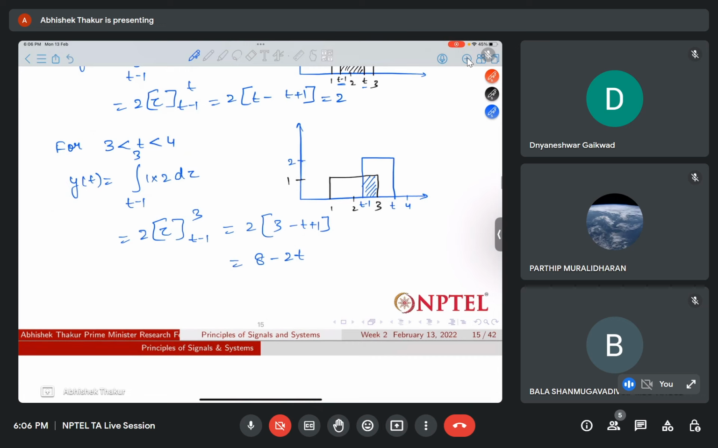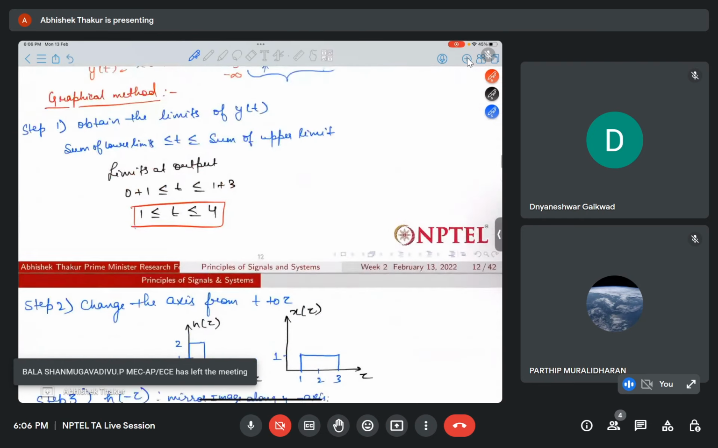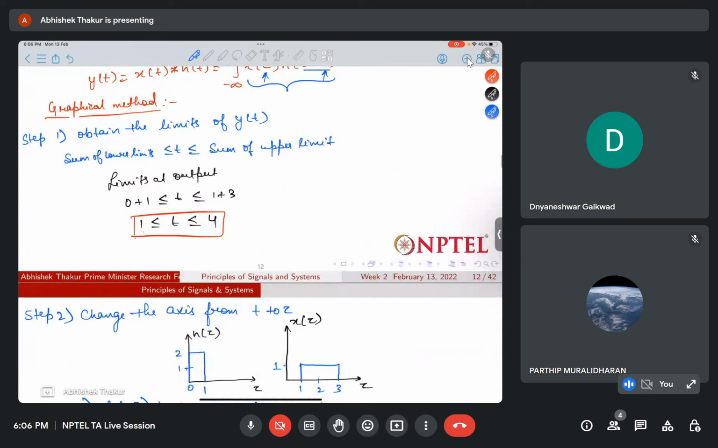Now when you go beyond, like t is greater than 4, there is no overlapping area. You can check this. So y(t) is equal to 0. Because our limit of t we have already calculated here in step 1, that is from 1 to 4 only. So after 4 there is no overlapping area. So our y(t) equals 0.